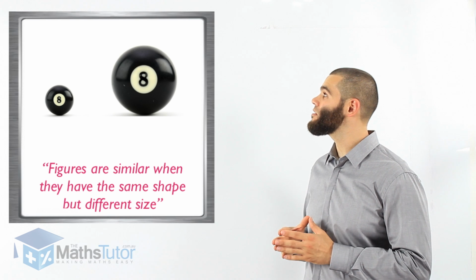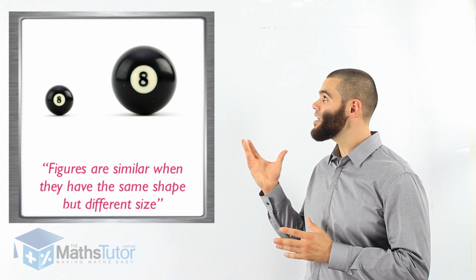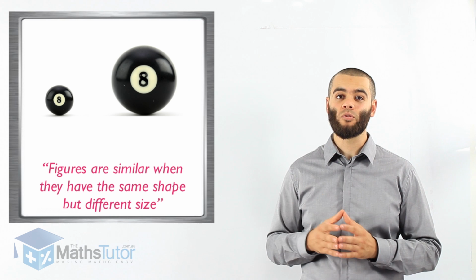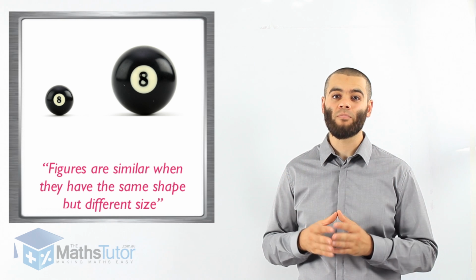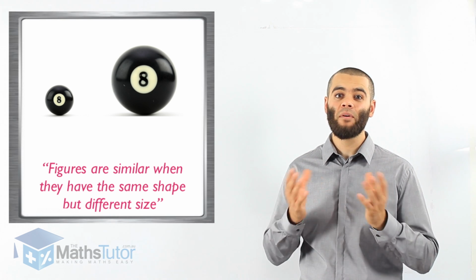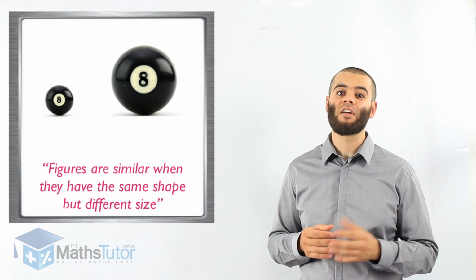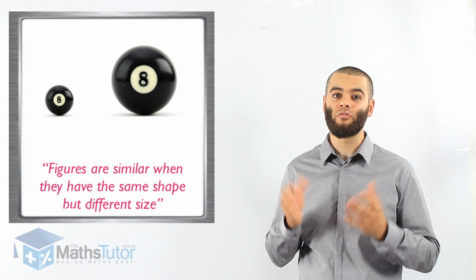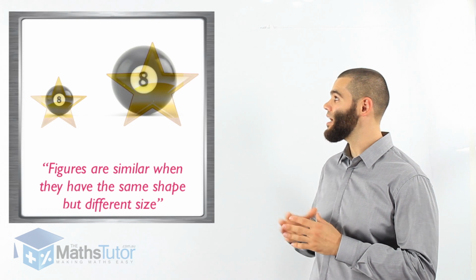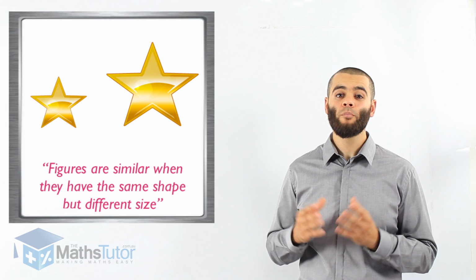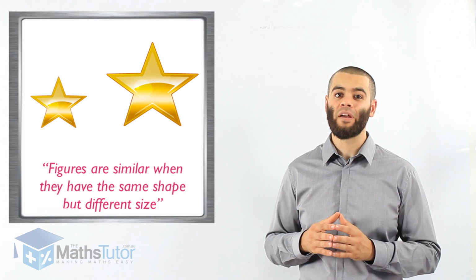So looking at these diagrams here, we can see that we have a ball and we have another ball. They are the same shape. They are round, however, one of them is larger than the other. They have a different size. We look at this star and we have another star. They are the same shape but different size. One has been enlarged, one has been made smaller.